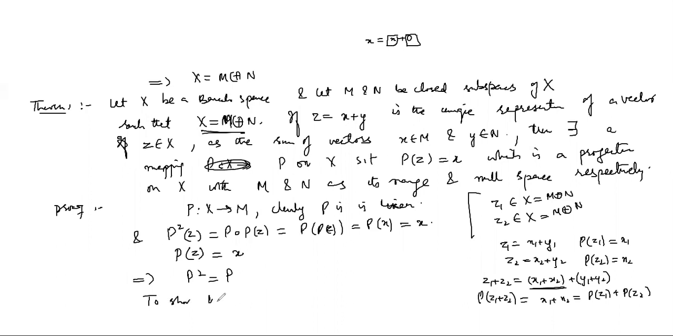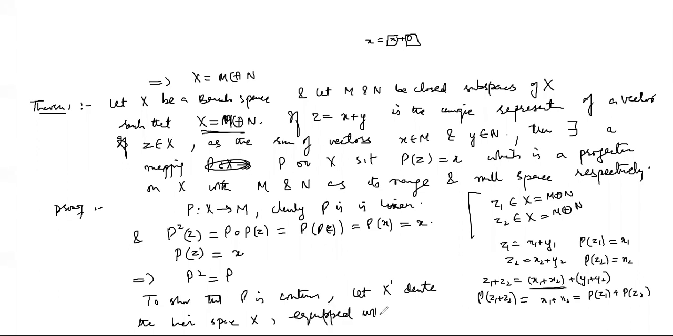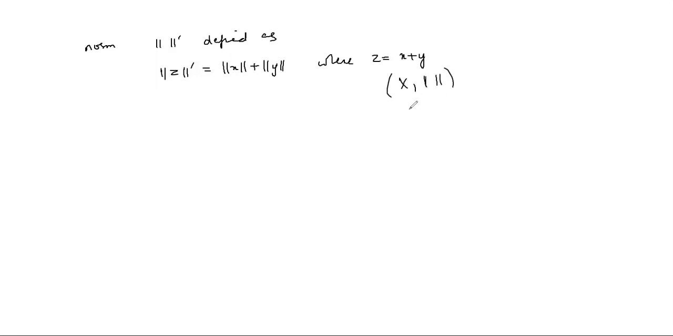Now to show that P is continuous, let X prime denote the linear space X equipped with another norm, यानी वो जो norm prime है, it is defined as norm of Z prime is equal to norm of X plus norm of Y, where Z is uniquely written as X plus Y. मेरे कहने का मतलब है X है, उस पे ऑलरेडी एक नॉर्म है ना. अब मैंने जो इसकी स्पेस है उसको सेम रखा और मैंने इस पे दूसरा नॉर्म डिफाइन किया वाया दिस इक्वेशन. पहले तो ये कि इज इट नॉर्म, है ना, वो मैं तुम पे छोड़ता हूं.